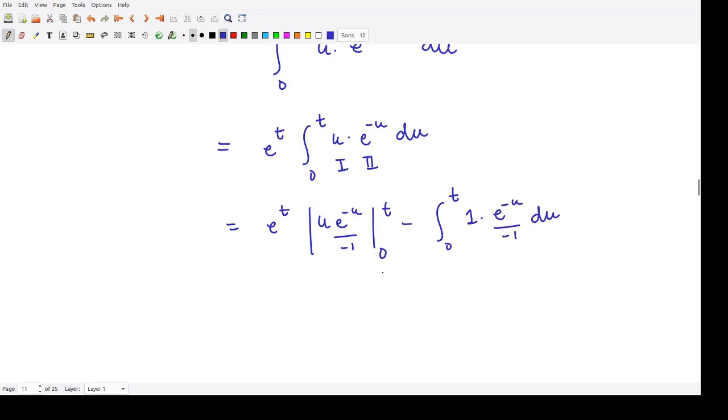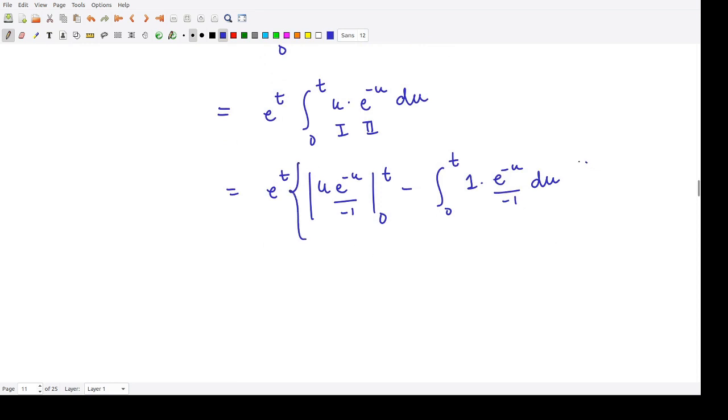So what would be the final answer after integration? It would be equal to e to the power t, and then it would be t into e to the power minus t, minus e to the power minus t, and when you substitute 0, it would be 0, and here minus becomes plus, and then the integration of e to the power minus u is equal to e to the power minus u divided by minus 1, and limits from 0 to t.